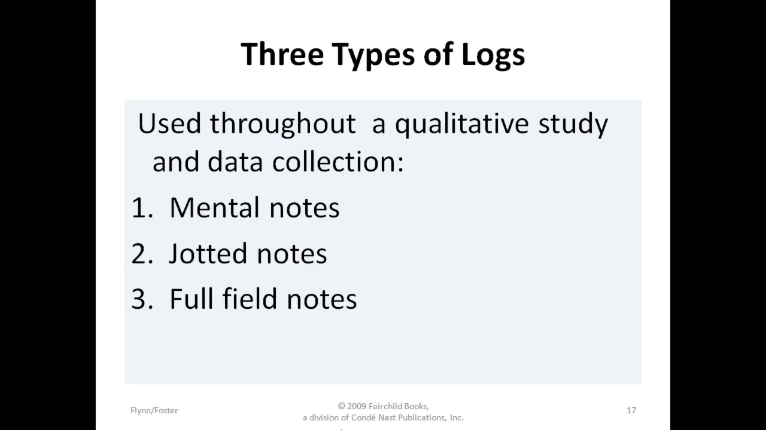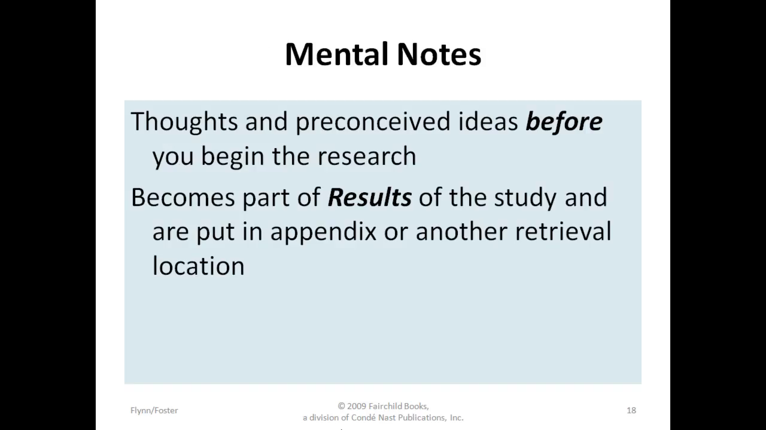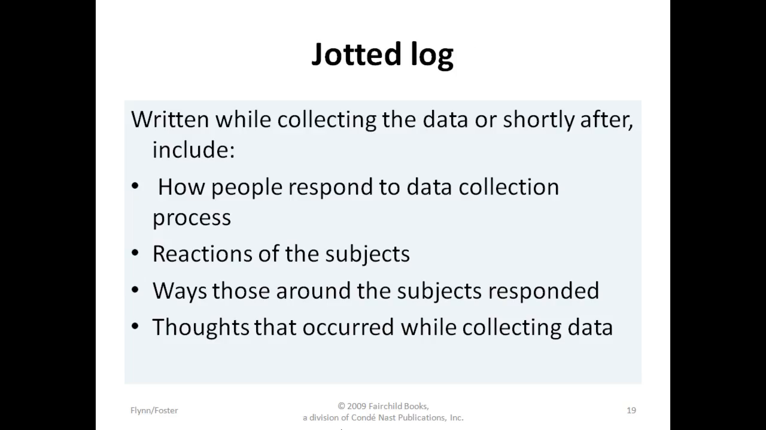And within qualitative research, there are 3 types of logs that can be used in data collection, and you use those in your observation, which is a form of qualitative research. You use mental notes, jotted notes, and full field notes. Mental notes are the thoughts and preconceived ideas you have before you begin the research. It's what you're expecting to happen within your study.